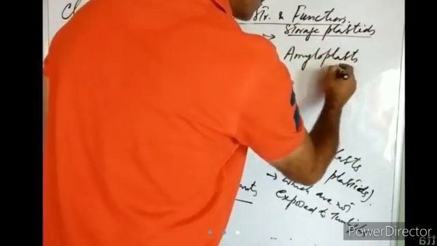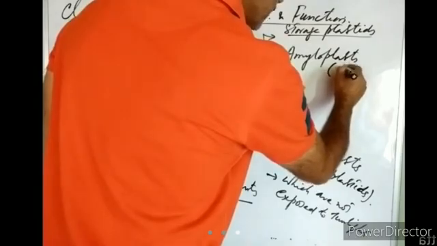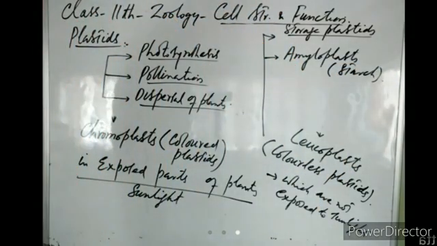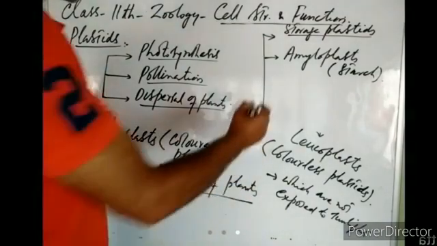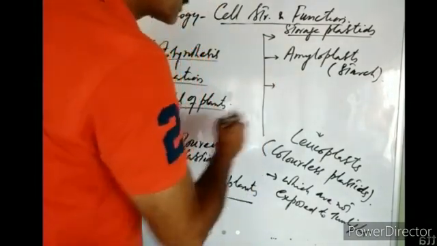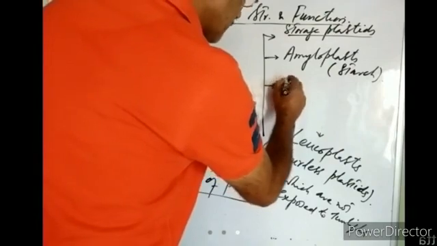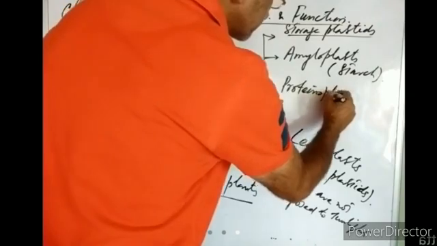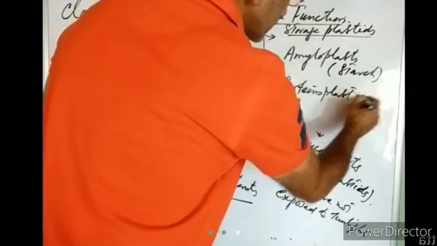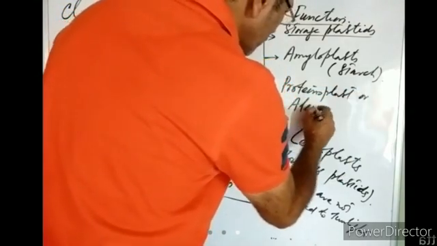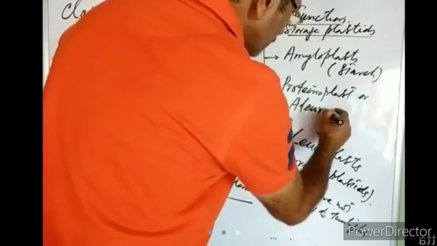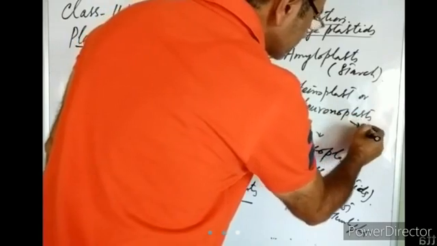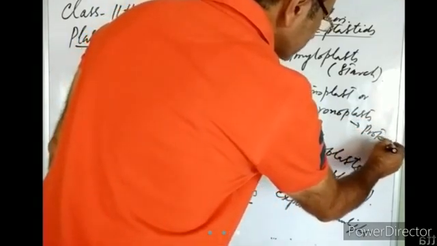Amyloplasts store carbohydrates or starch. Then there is another leucoplast known as proteinoplast, or we also call it eluranoplast. They store proteins.